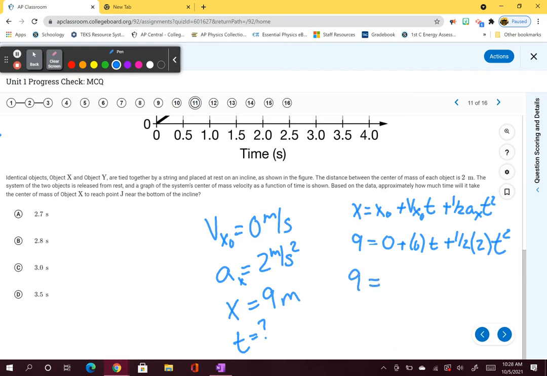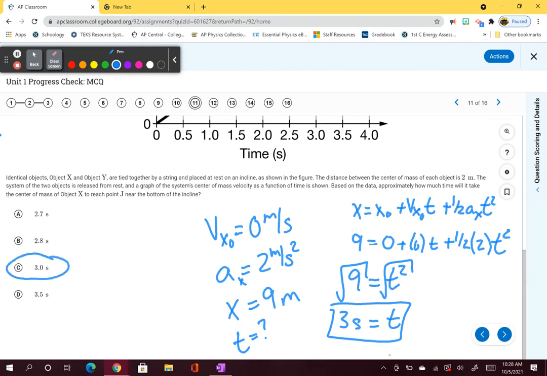So we get 9 equals, that just goes to 1, 9 equals t squared. So 3 seconds. 3 seconds, because 1/2 times 2 is just 1, and 0 times anything is just 0. So those go away. There we go.